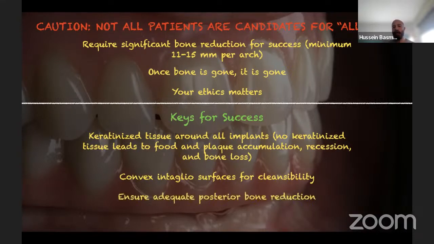And at the end, we have to ensure adequate posterior bone reduction. Most of the time, because we're placing our implants between the mental foramina, we forget that we have to make sure we reduce all the way to the back. Otherwise this will limit the prosthesis, especially if you're trying to have a short or moderate cantilever there. This could limit the amount of interocclusal space that you could have.